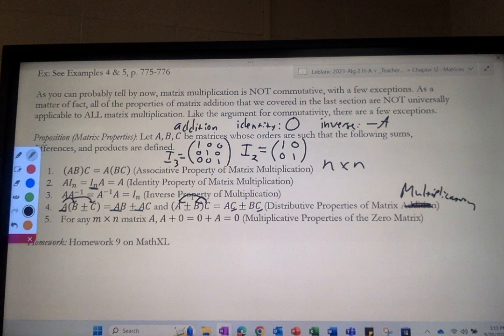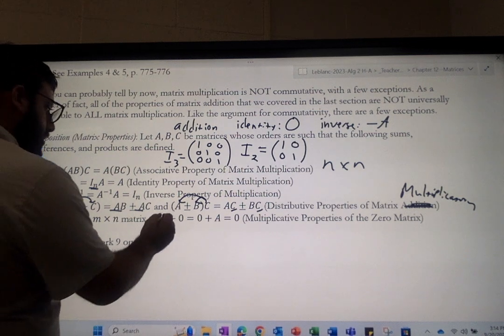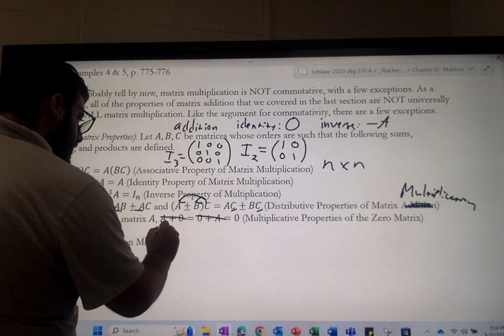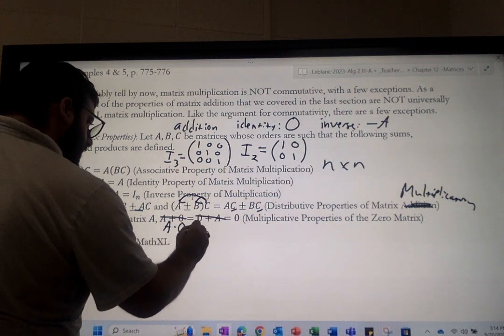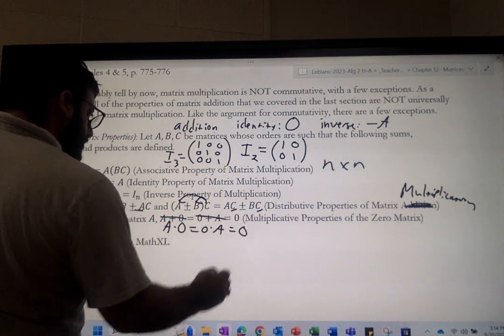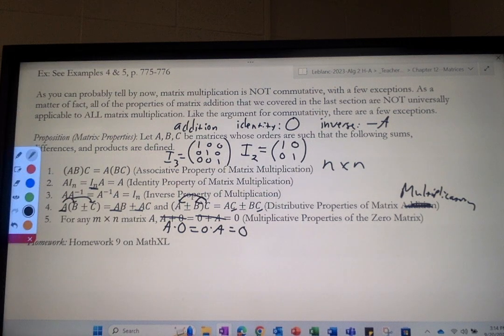And then, of course, you have multiplicative properties of the zero matrix. I don't know why I put A plus 0. I really should just put A times 0 equals 0 times A equals 0. So what that basically means is, just like in real numbers, where anything times 0 is 0, any matrix times 0 is also 0. Okay. But again, like addition, matrix multiplication does have those similar properties.